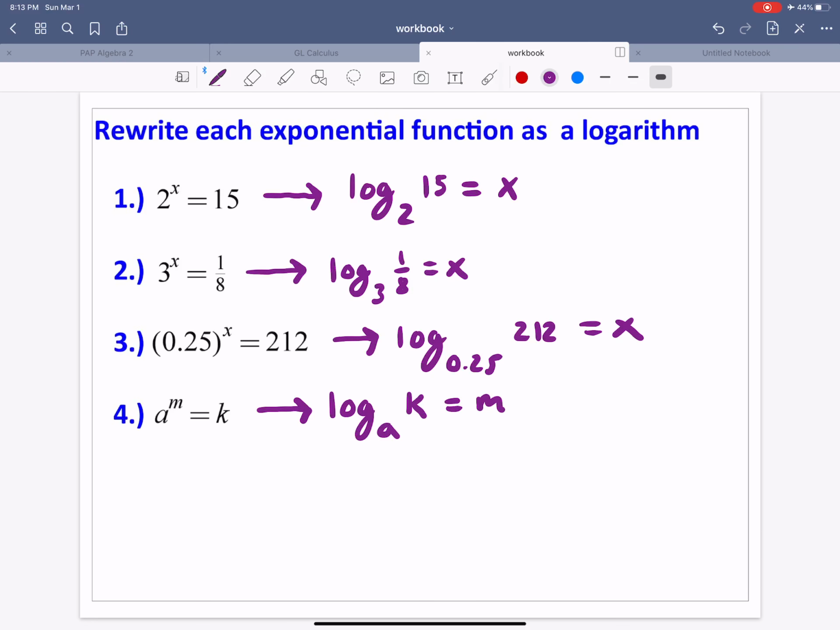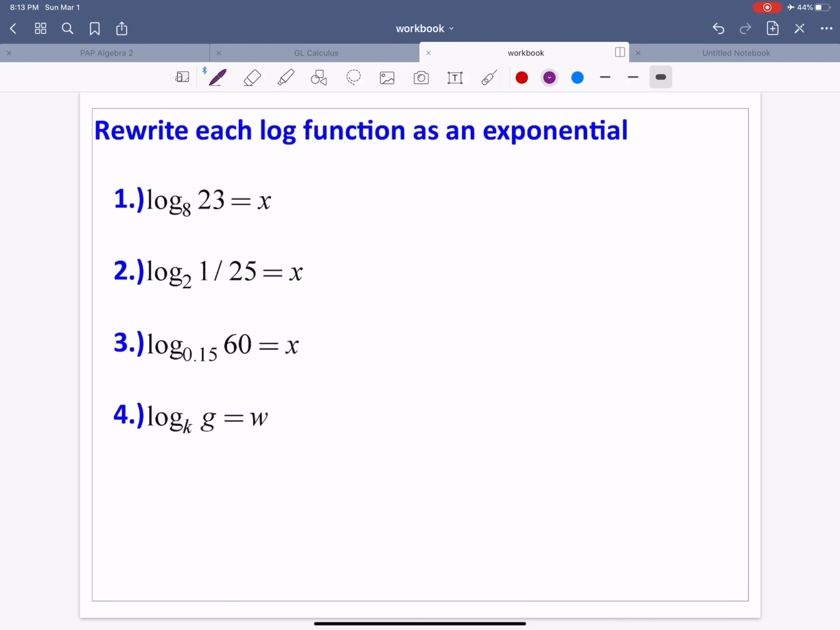You just have to remember this relationship between exponential and log and be able to rewrite them. Now, we can also go the opposite direction, where we rewrite each log function as an exponential function. We'll start with the base, and remember the pattern is base, answer, exponent. So the base, the exponent would be x, and the answer would be 23. This would be asking you, what is 8 to the x power equals 23? What is x? The next one, start with the base. The base is 2.